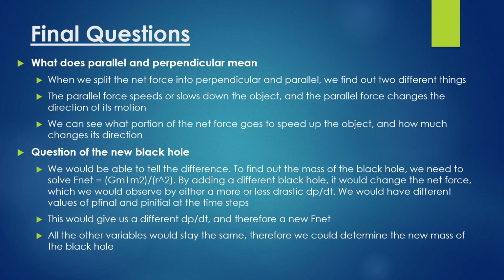Now, what about a new black hole? So if we were to put in a new black hole with a different mass, it would give us a different dp over dt, and therefore a different Fnet. And all the other variables will stay the same, therefore we can determine the new mass of the black hole. So by putting in a more massive or less massive black hole, the net force would change due to the force of gravity equation.